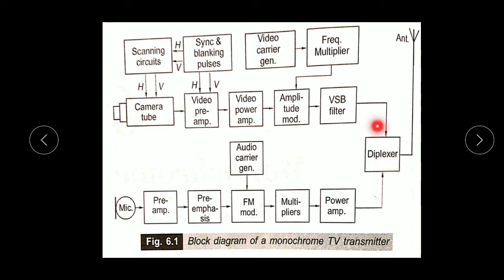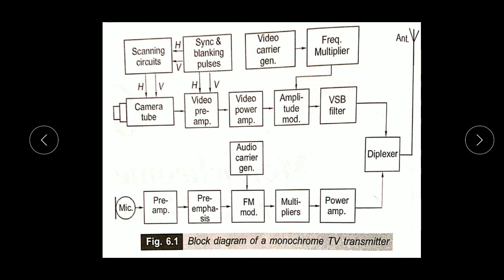The diplexer is a 3-port network. It has two different frequency band ports and one common port. This is the basic working of the video signal process.